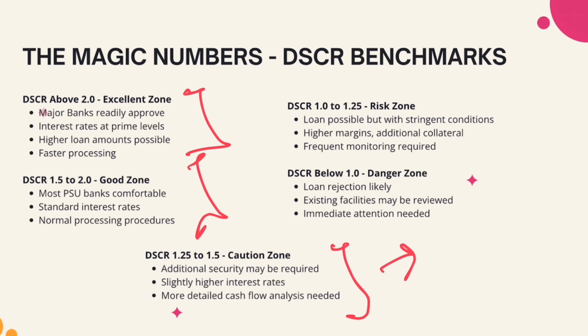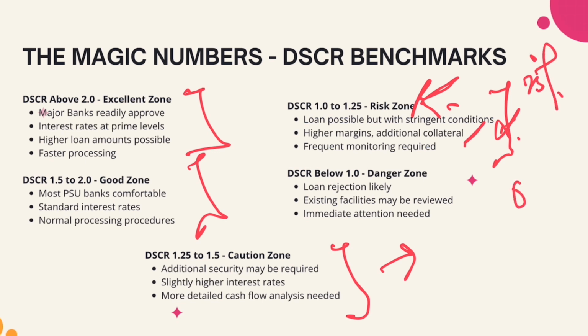If DSCR is between 1.0 to 1.25, this is the risky zone. Loan possible but with stringent conditions, and the majority of the banks do not approve until you are their existing customer, a very old customer with good financials, right? Higher margins are required and additional collateral. Maybe if the margin of the term loan is 25%, in this case the bank will ask you to give up to 40%, right? Frequent monitoring is required.